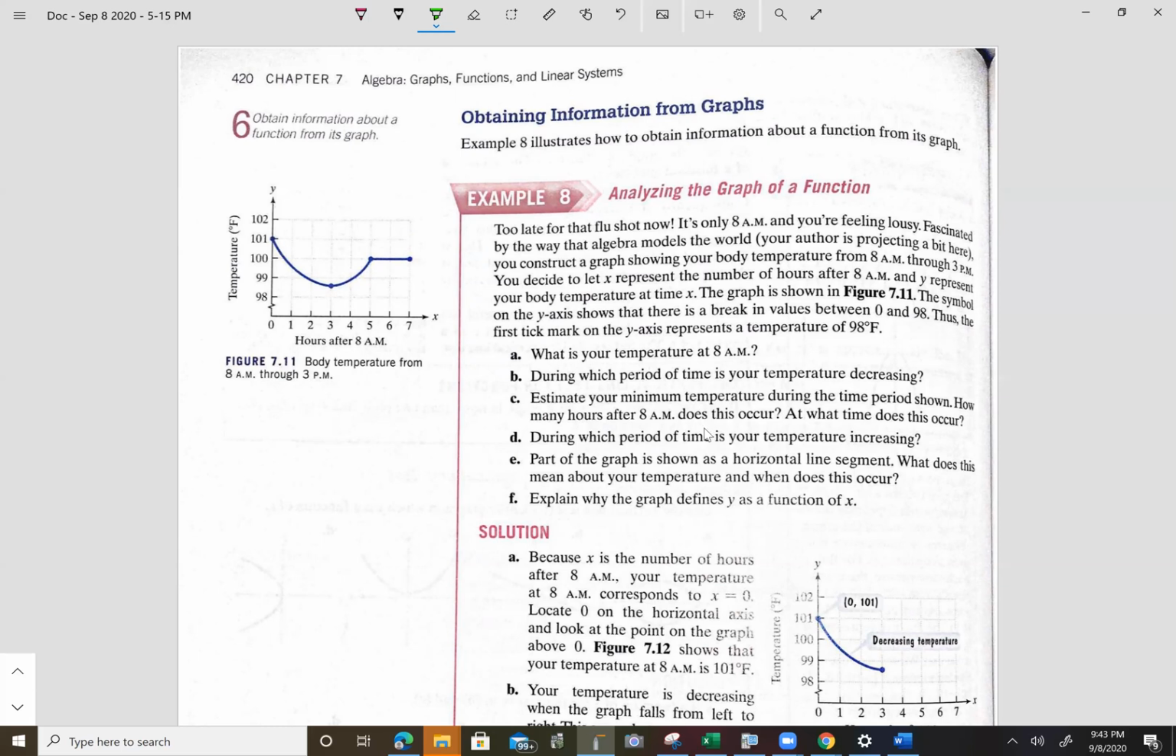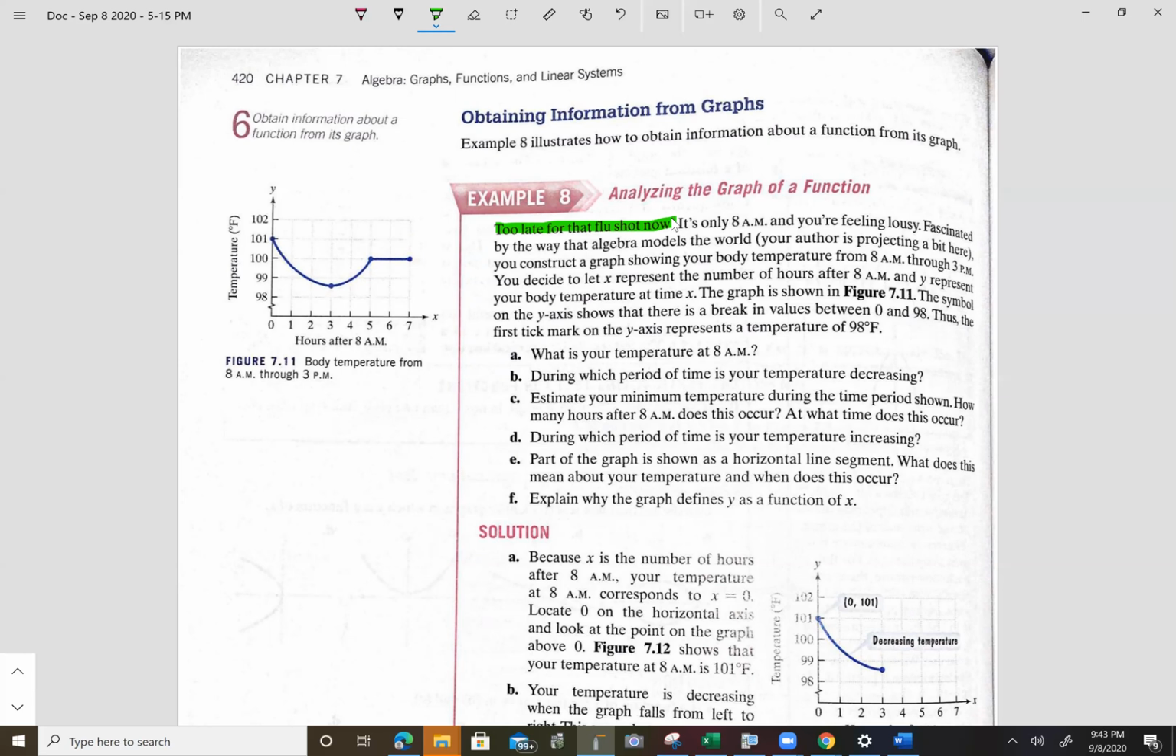Too late for that flu shot now. Oh, that's hitting a little too close to home during the pandemic, isn't it? It's only 8 a.m. and you're feeling lousy. Fascinated by the way that algebra models the world. But that is true. I mean, just think about how many times you've looked at curves of the coronavirus.